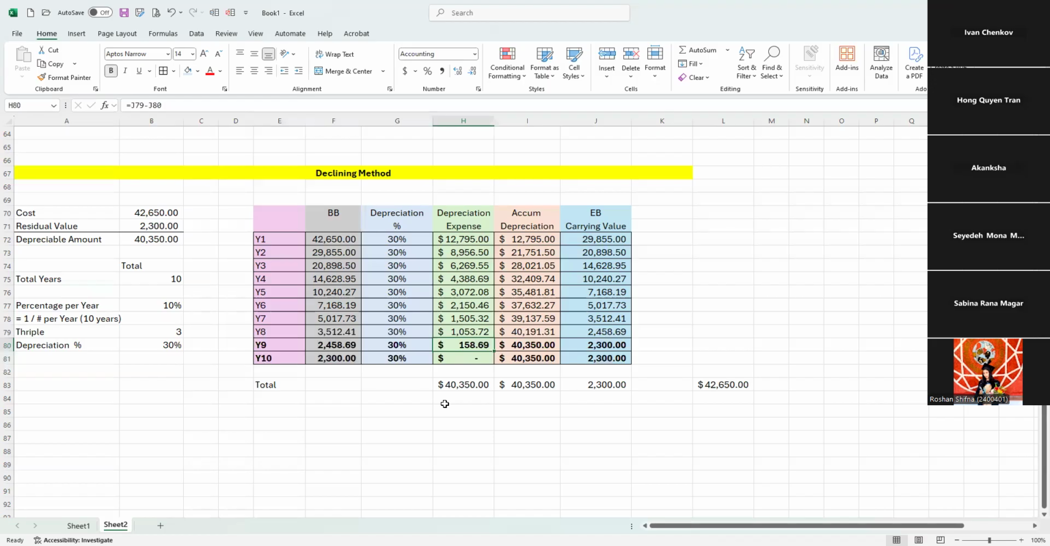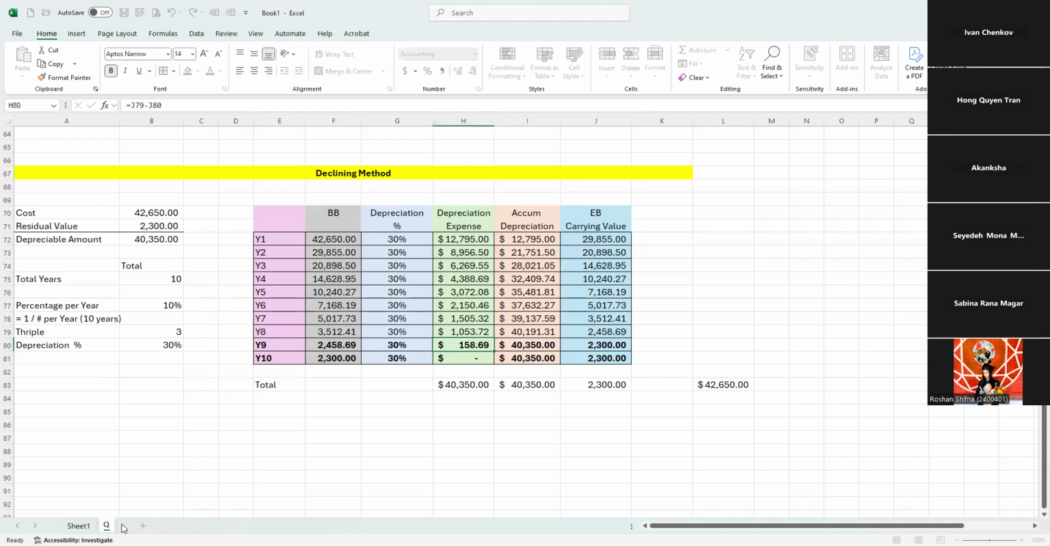Now, if you want to quadruple it, what's going to happen? We're going to amortize it, depreciate it faster. Right, that will be your question. What was question 7, I believe?